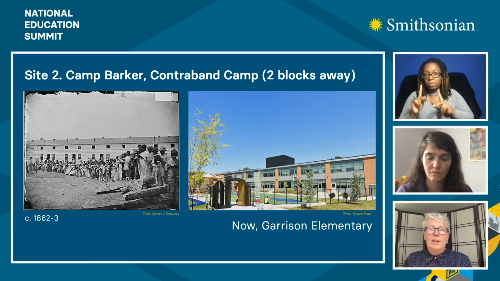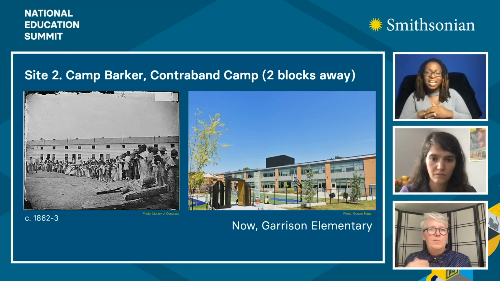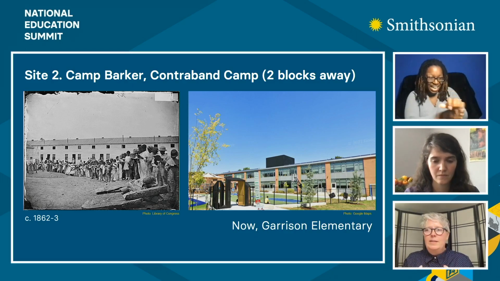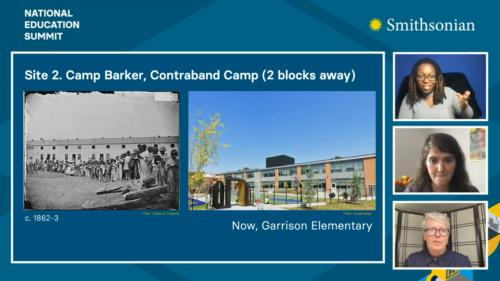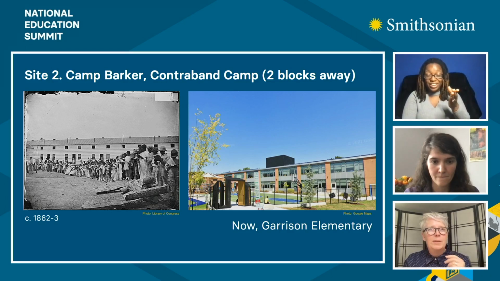And it was a terrible circumstance. It was very unsanitary, a lot of diseases. But it has a whole story to it. But this is Camp Barker, and it is now Garrison Elementary School. And so you would never know that, right? Like walking by Garrison Elementary School, you'd never know that right in that spot was this really important bit of history. That's the picture of it. That actually is supposed to be a picture of when Abraham Lincoln stopped by the camp.